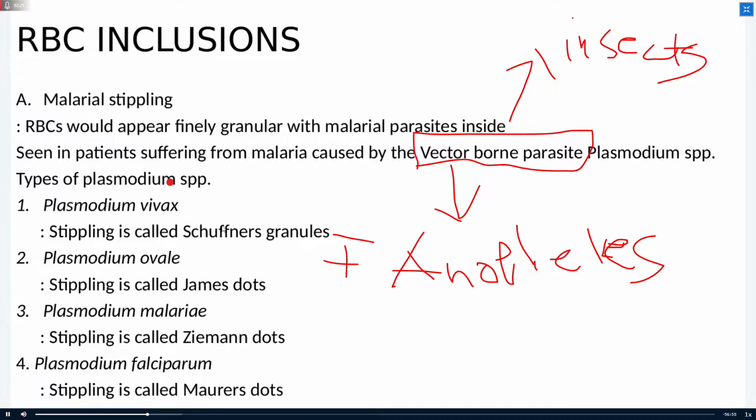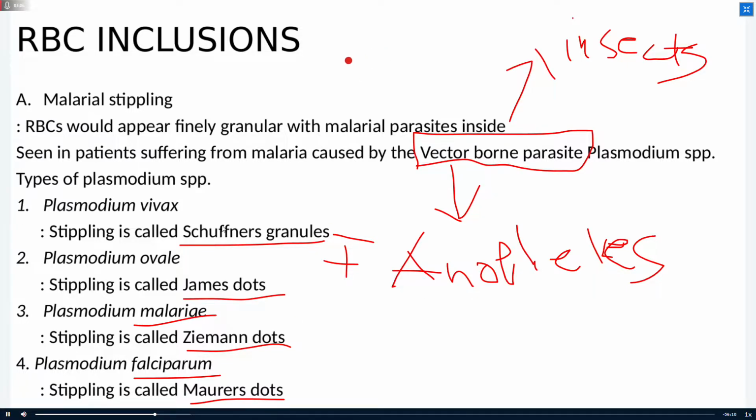So whenever you will be handling malarial stippling, depending on the species, may mga name yung mga stipplings nila. For your Plasmodium vivax, class, it is called Schaffner's granules. Pag ovale, it is called James dots. Kapag malariae, it is known as your Seaman dots. For Falciparum, class, it is known as your Maurer's dots. Pag vivax, Schaffner's, ovale, James, malariae, Seaman, Falciparum, Maurer's.